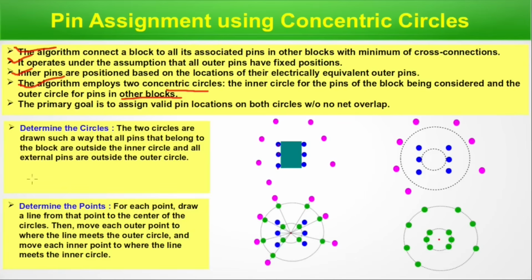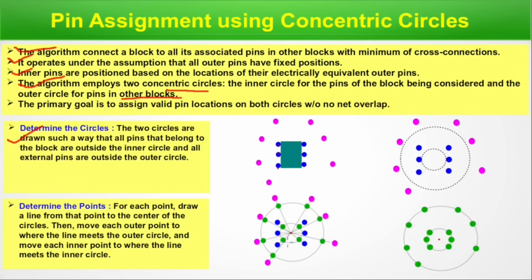For each point, this point is done. Now for each point, draw a line from that point to the center of the circle. This was the original line. We are drawing a line to the center. This is the center of the circle. We are drawing a line this way, so that the line connecting the position of this pin and the center crosses the perimeter of the circle.